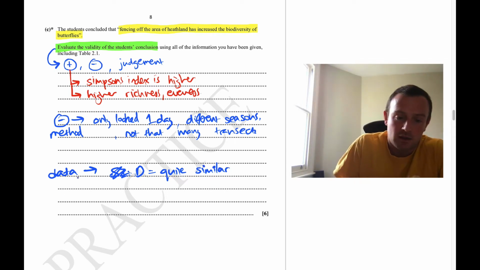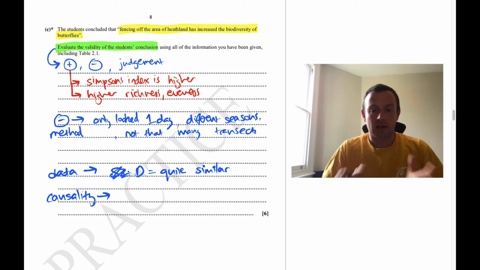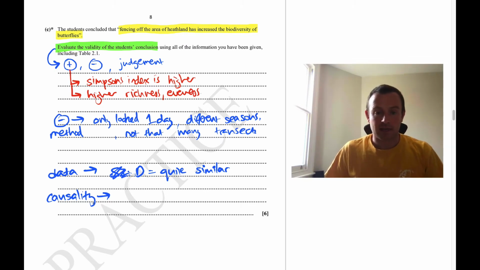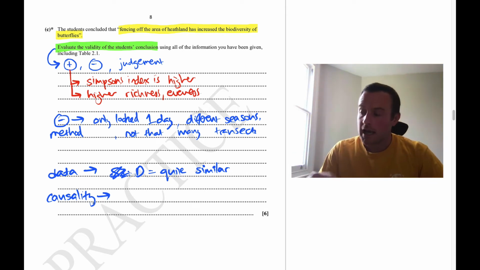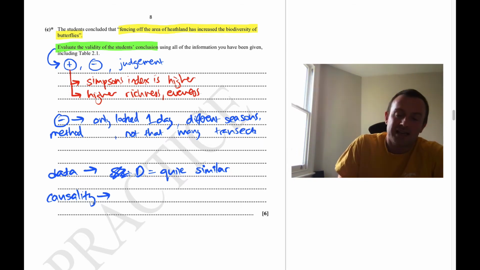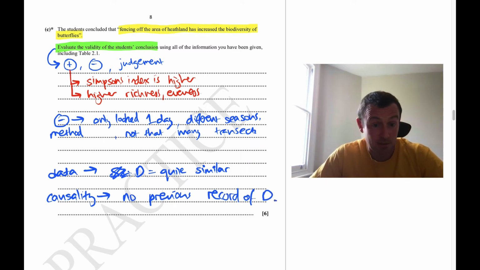And another thing is what I would call causality and time. We didn't have any measure of the biodiversity of the heathland before it was fenced off. Maybe that part of heathland, due to other factors that we haven't considered, has always had a high biodiversity and always will, and it's nothing to do with the fencing. So causality: no previous record of D, Simpson's index of biodiversity. Those are all some things you can say.